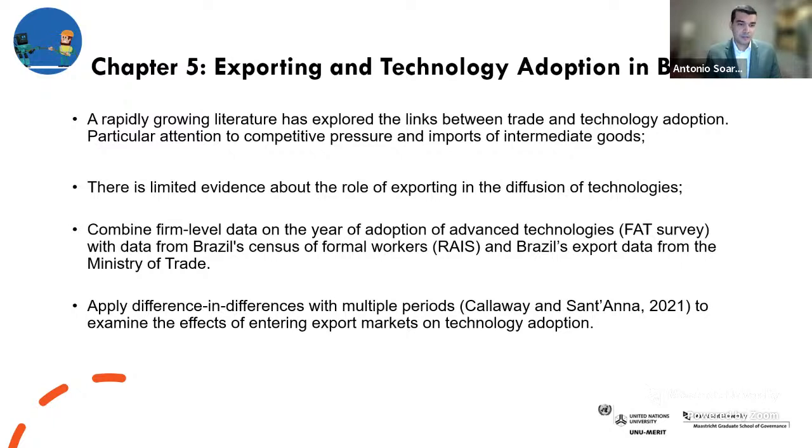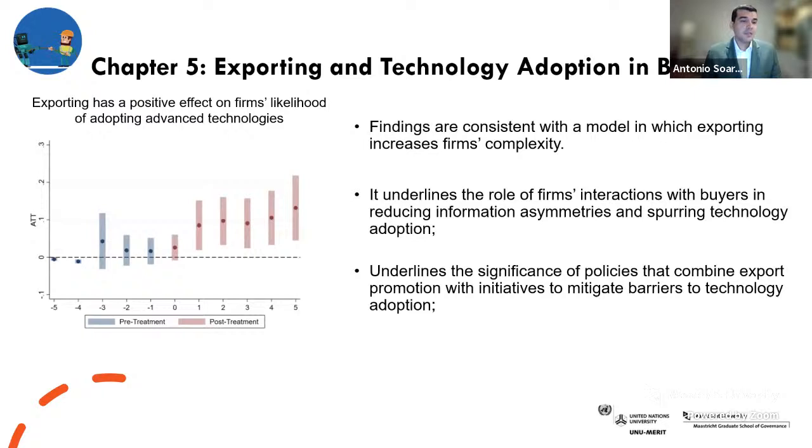I combined three data sets: firm-level data on the year of adoption of advanced technologies, Brazil's census of formal workers, and Brazil's export data from the Ministry of Trade to understand how entering export markets affects technology adoption. I do so by applying a difference in difference with multiple periods to examine the effects. Again, the figure here on the left shows a summary of the main result. It shows that exporting is positively correlated with firms' likelihood of adopting advanced technologies.